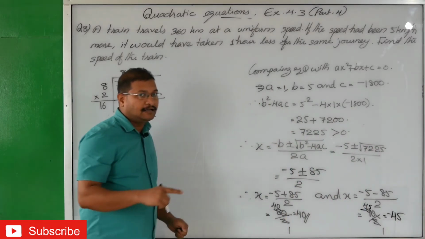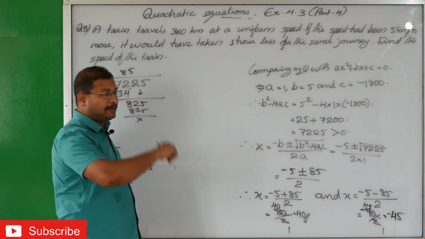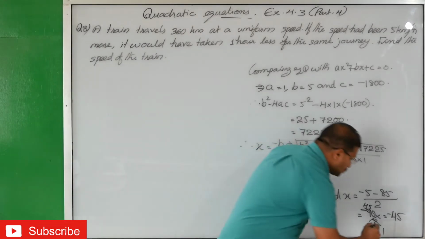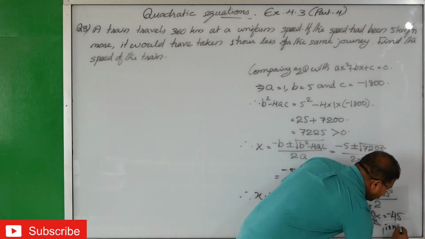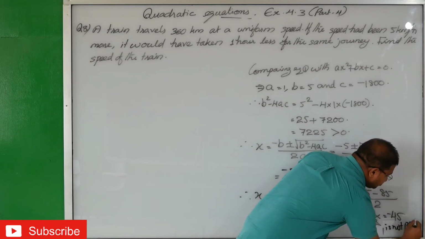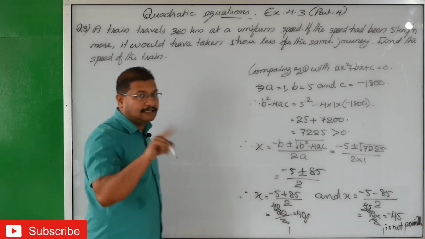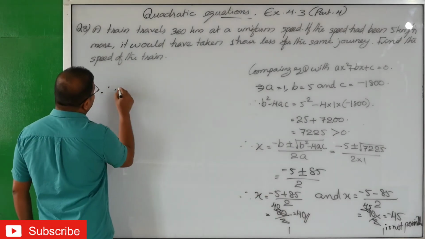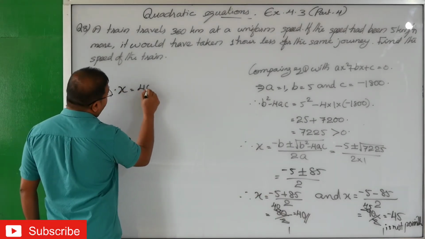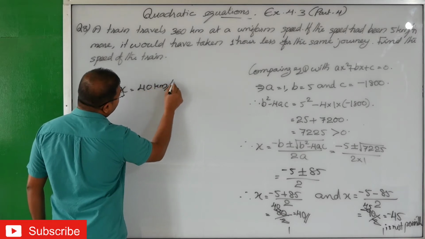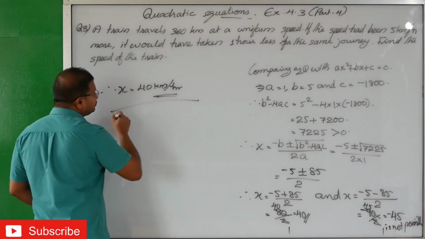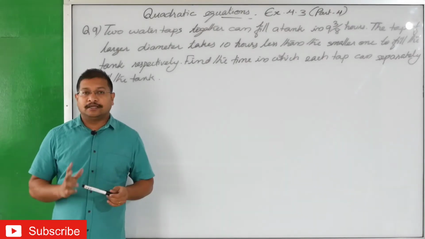But we know that speed can never be minus. That means it is not possible. Not possible. That means minus is not possible. Therefore, speed x equals 40 kilometers per hour. Okay. Let's see the next question.